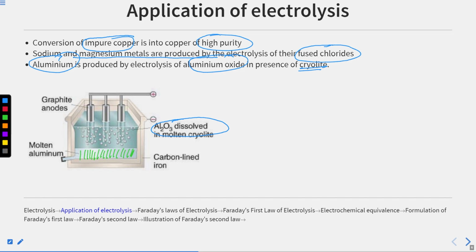Suppose we have to protect iron from corrosion. You know very well that if we expose iron to air for a longer time, it starts rusting, and slowly this iron decays. So what do we do? We electroplate it with a different metal that is not corroded that easily. So this is another application of electrolysis.